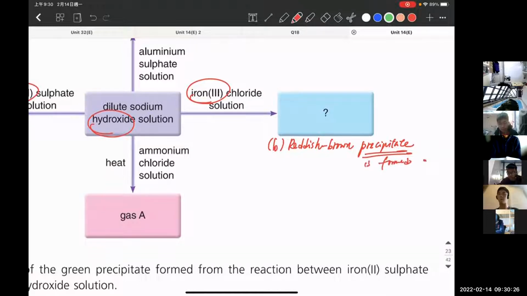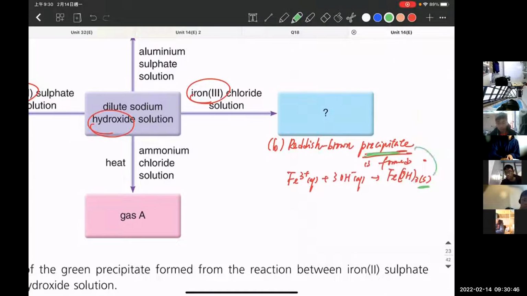So the equation is very simple. You write down the ionic equation. The ionic equation is very simple. Now remember this one is solid, to tell it's the precipitate.